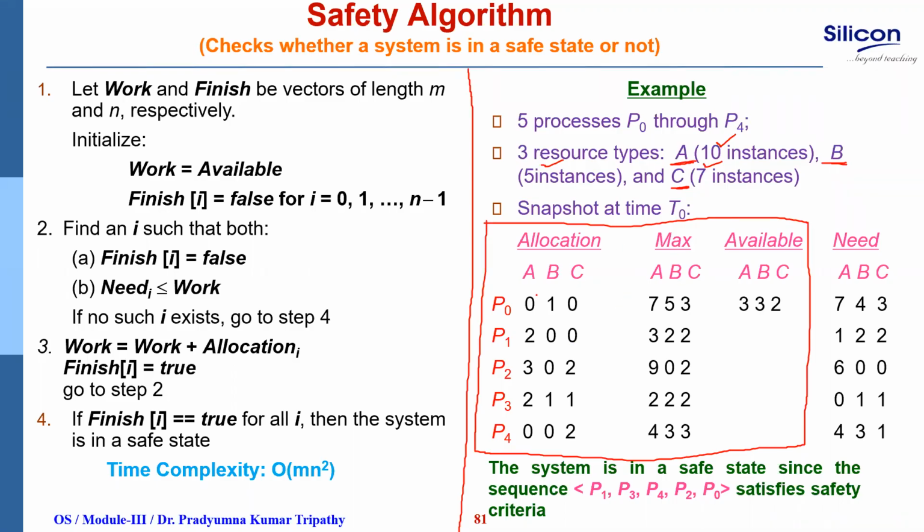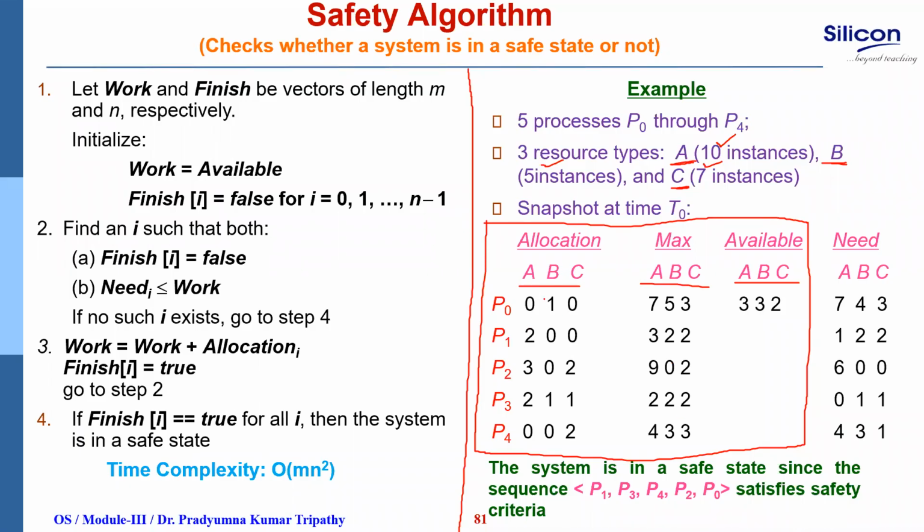So that means there are 3 types of resources. Now currently available is 332. There are a total of 3 number of A, 3 number of B, and 2 number of C. These are being allocated.